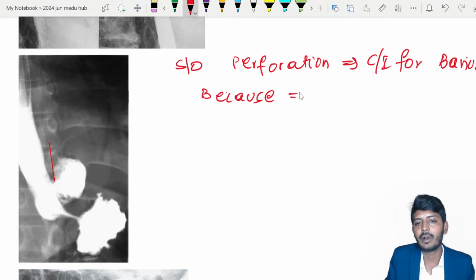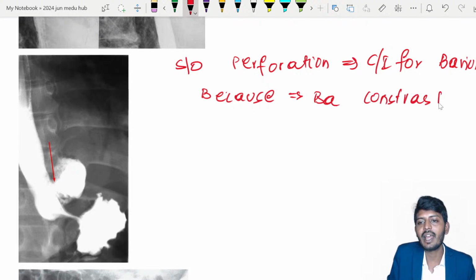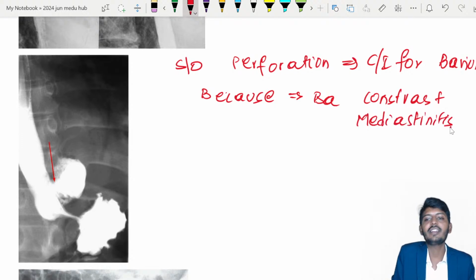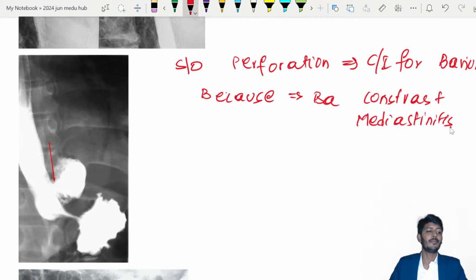Barium can cause contrast mediastinitis. What is that called? Contrast mediastinitis. Contrast mediastinitis is the major complication associated with, what is that? Barium. So we are not supposed to use it, very importantly, in a perforated case. So in perforation, use a better contrast.